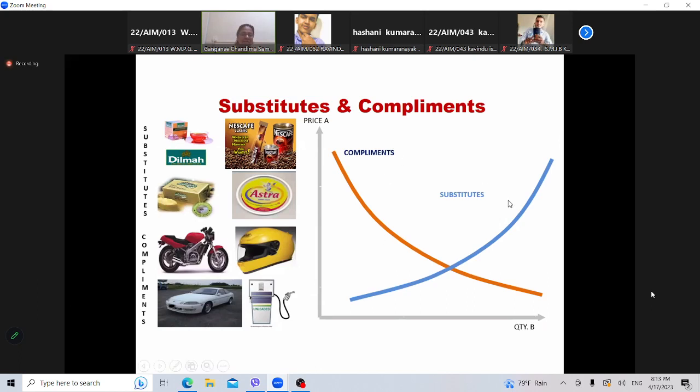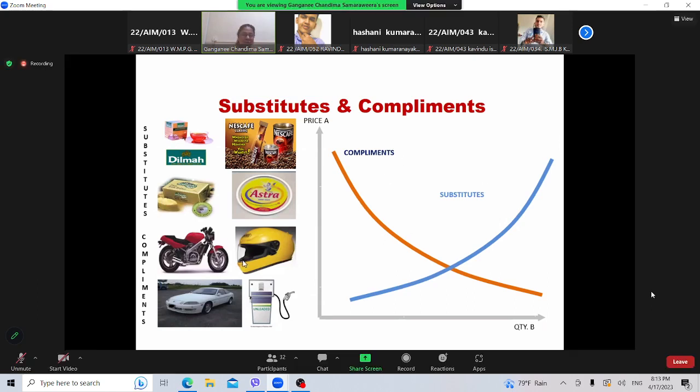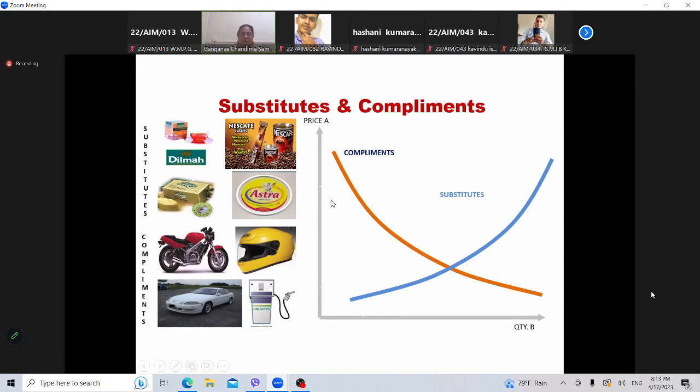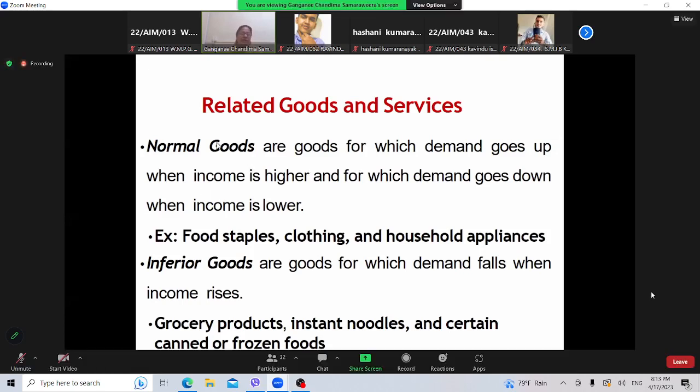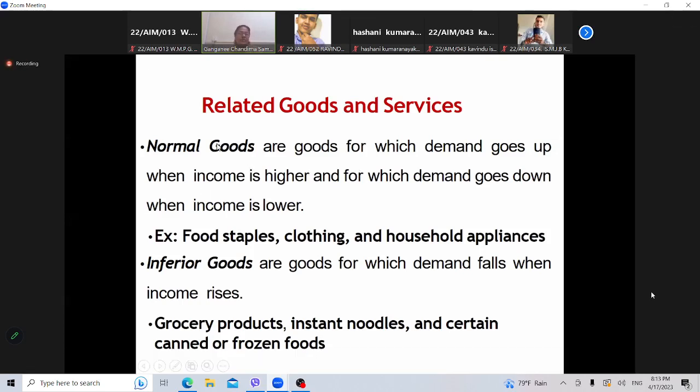And motor bicycle and helmet, both are complementary goods. Okay? Okay, so normal goods, and now you can have an idea about complementary goods and substitutes. But now we will see normal goods and inferior goods.